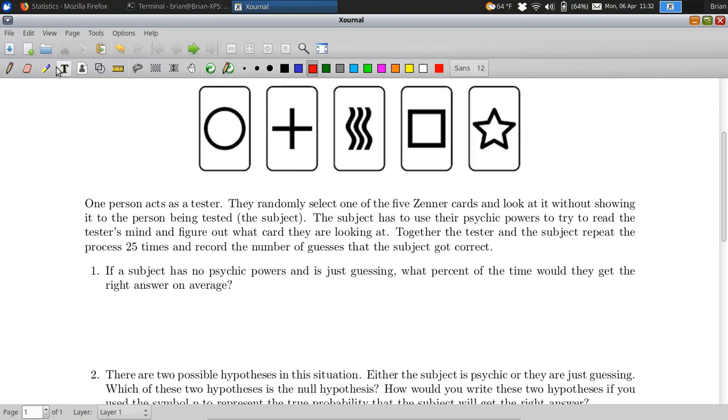So let's just write that down. The probability that they're right if they're just guessing is 1 out of 5, which is the same as 20% or the same as 0.20. I really don't care which way you write this answer. All of these are correct.